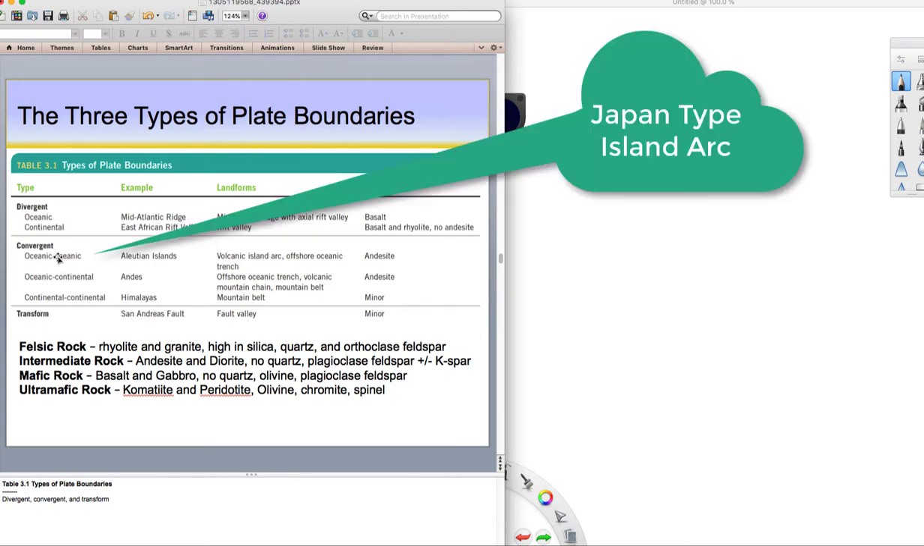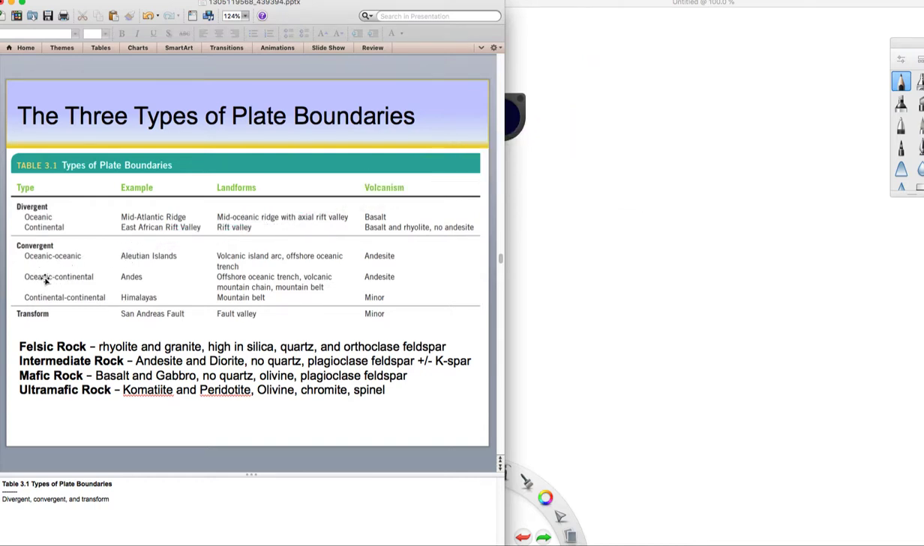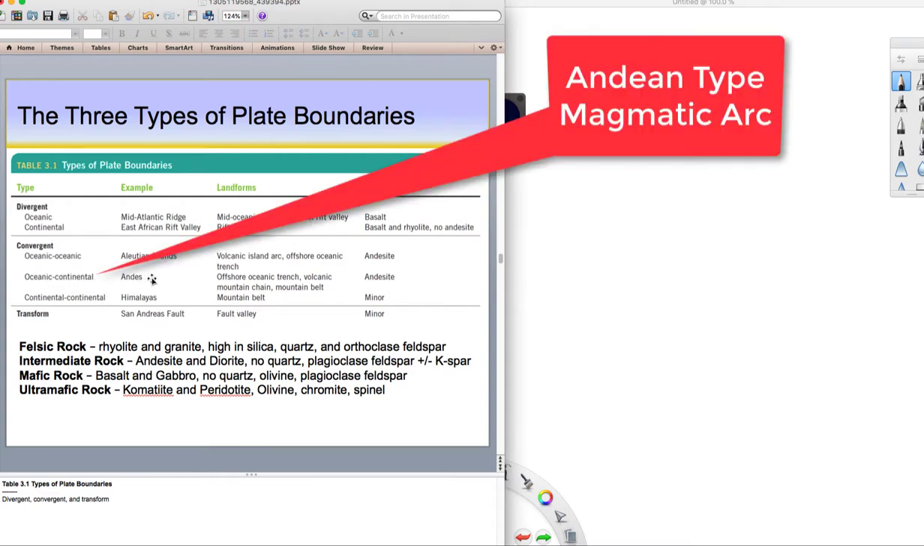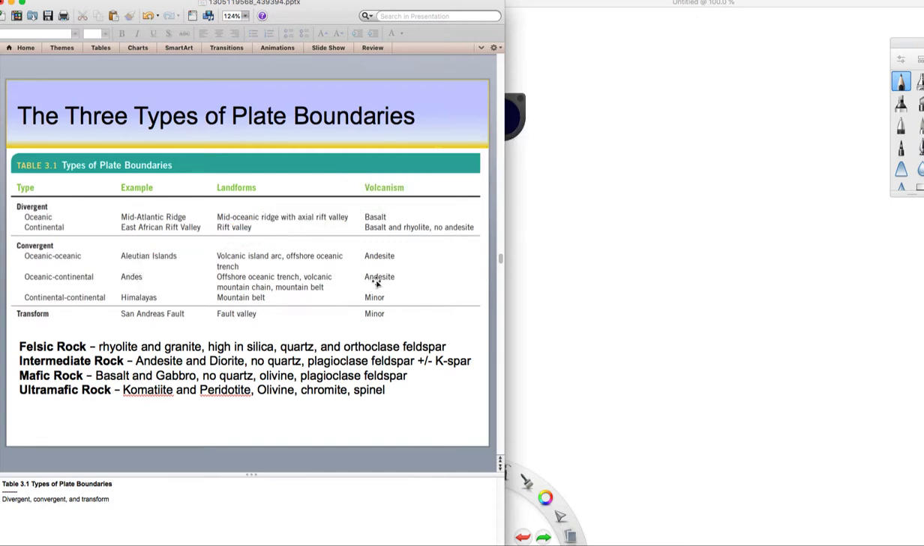That's ocean to ocean, so usually we call that a Japan type margin. For the ocean to continent, where an ocean plate subducts underneath a continental tectonic plate, usually we call that an Andean type margin because the Andes Mountains are really the classic example. And here we have big stratovolcanoes, primarily erupting andesite lava. And there is an ocean trench, the Peru-Chile trench, so that'd be Andean type. In fact, that's where the word andesite comes from, the Andes Mountains.